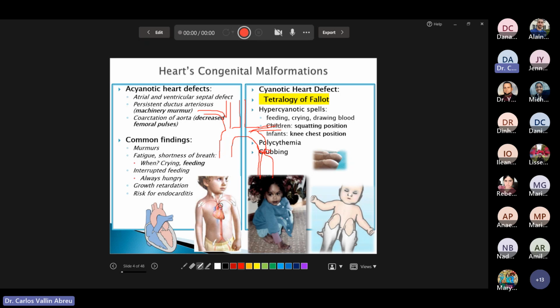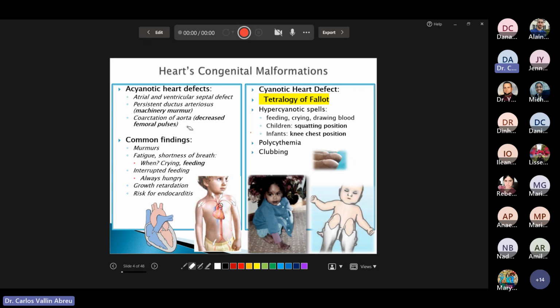So this narrowing in the development of the aorta is called coarctation of the aorta. This is going to produce a normal pressure in the carotids, a normal pressure in the arms, but a decreased blood pressure in the lower extremities. So you notice that the pulses and the blood pressure in the upper extremities are strong, but the pulses and the blood pressure in the lower extremities are very weak and decreased. And this is the finding in this congenital malformation.